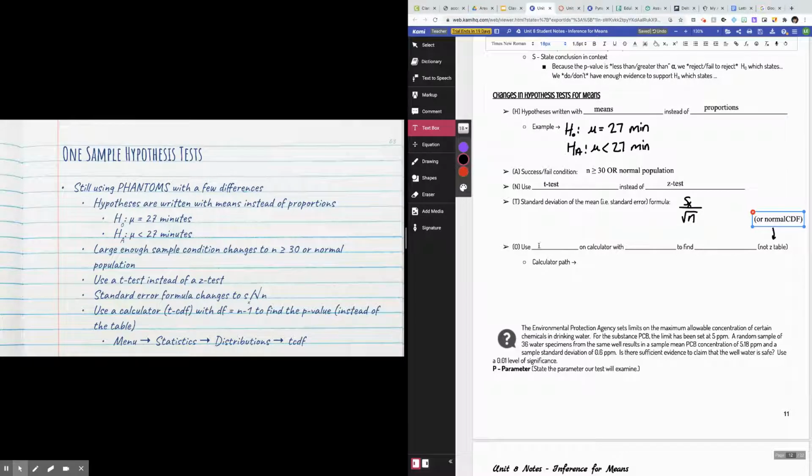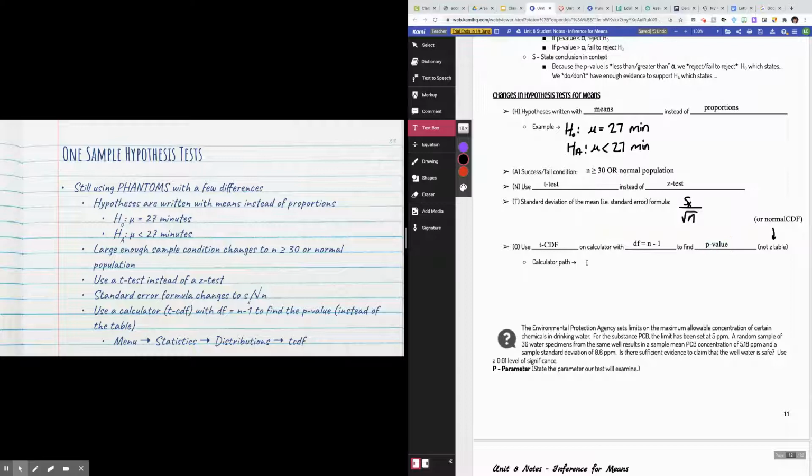Instead of normal CDF or the Z table, you're going to use TCDF on your calculator with the degrees of freedom, that's DF, of n minus 1. So remember, your degrees of freedom is always the sample size minus 1. And you're using that to find your p-value, rather than using the Z-table or normal CDF.